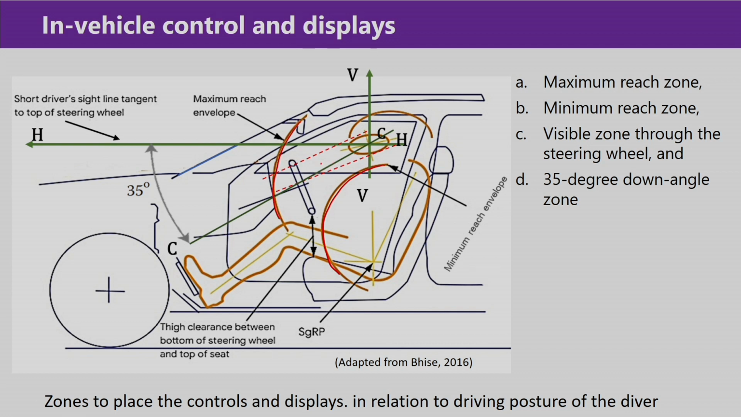So, within the middle zone should be considered for positioning various controls and displays. This is the maximum reach envelope and the minimum reach envelope, and the space between these reach envelopes is used for positioning the controls and displays. Next is the visible zone through the steering wheel.